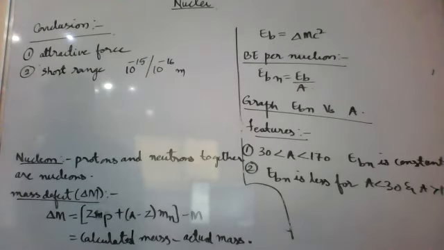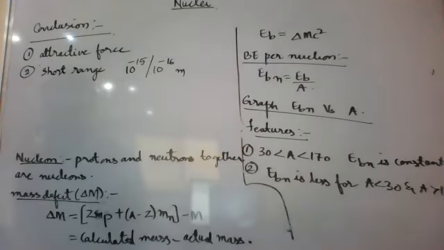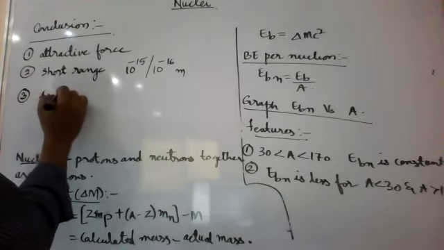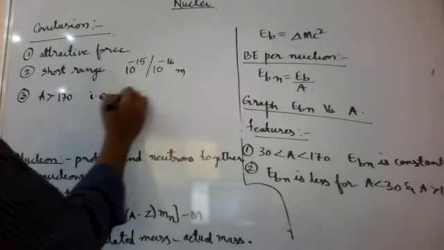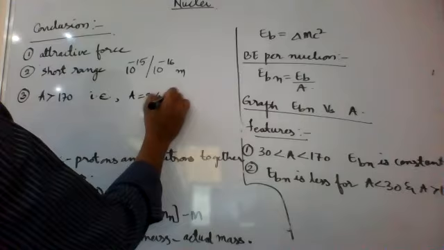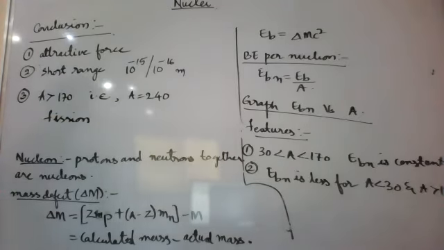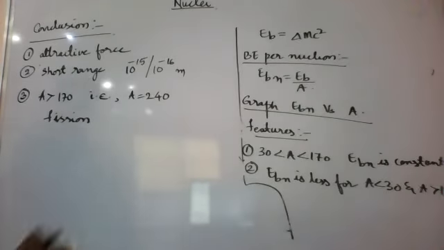And for very heavy nuclei, the conclusion is that above 170 and below 30. We came to one more conclusion: A is greater than 170. For example, suppose we take A equal to 240. That means fission is possible. What is fission? Fission means breaking of a heavy nucleus into small intermediate nuclei.